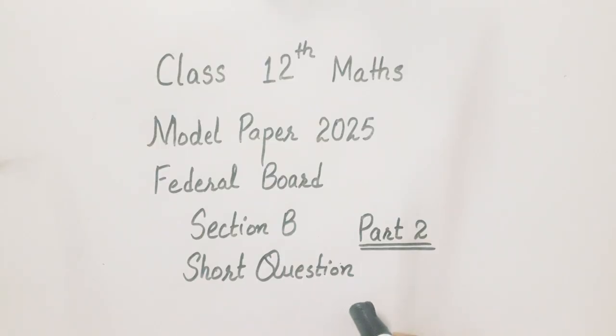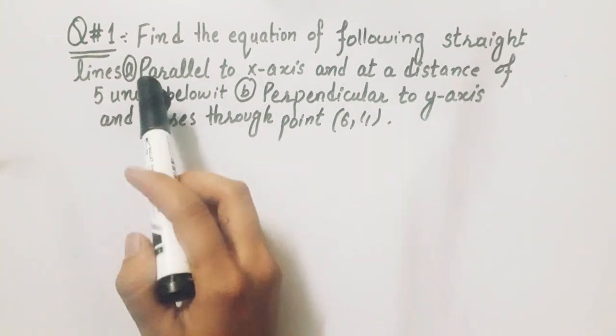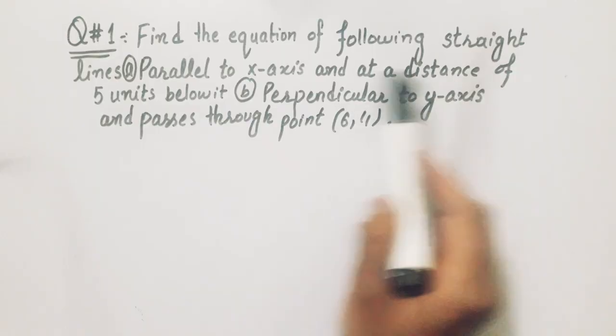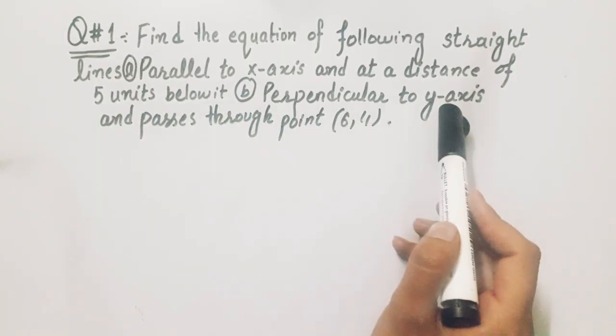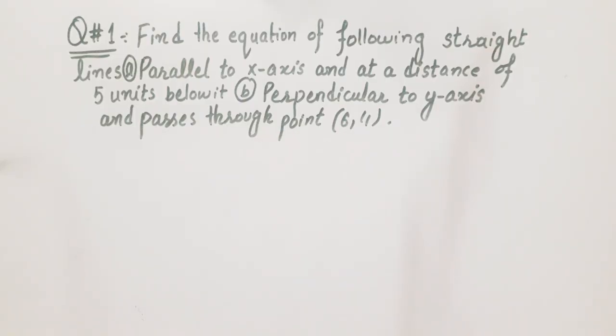Now we will start from question number 1. Question number 1 is: find the equation of the following straight lines such that, (a) parallel to the x-axis and at a distance of 5 units below it, and in part (b) perpendicular to the y-axis and passes through the point (6, 4). Now we will solve this question in a very easy and simple way.